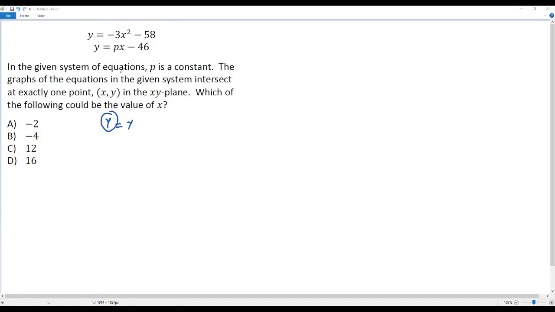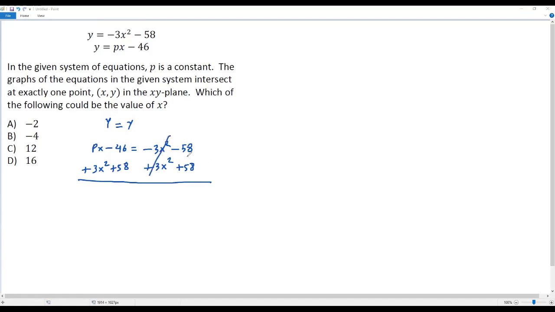For the y on the left side, we can consider the second equation, that is px minus 46. For y on the right side, we can consider the first equation, that is negative 3x squared minus 58. Here we have a quadratic equation. Let's write this quadratic equation in standard form, that is ax squared plus bx plus c equals 0. We have everything on one side of the equation, and on the other side we have 0. Let me make the right side 0 over here. Let me add 3x squared to both sides of the equation, and also add 58 to both sides of the equation. Let me do it.